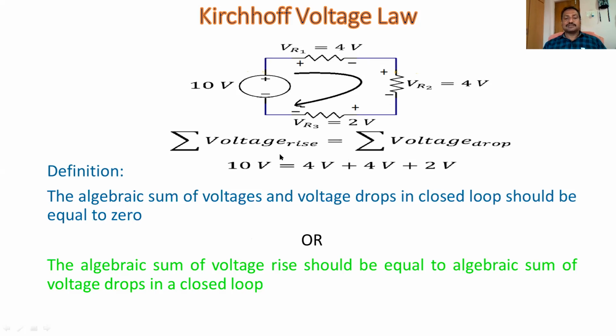Here you see the algebraic sum of voltage rises and the algebraic sum of voltage drops. An example will be considered here. The voltage rise is the source voltage, which is equal to 10 volts. The voltage drops are across 3 resistors. The voltage drop across the first resistor is 4 volts, the second resistor 4 volts, and the third resistor 2 volts. Therefore the algebraic sum is 4 plus 4 plus 2, so 10 is equal to 4 plus 4, 8, plus 2, 10 volts. Or 10 minus 10 should be equal to 0. The algebraic sum of voltages and voltage drops should be equal to 0. Like this, you can understand the Kirchhoff voltage law.